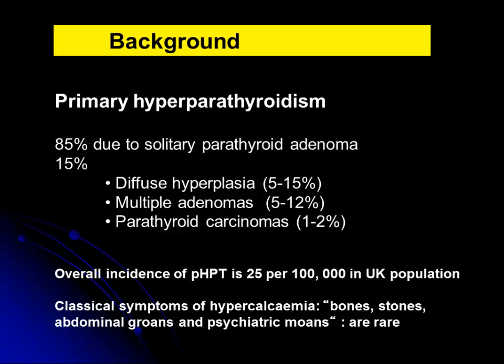Looking at primary hyperparathyroidism, which is the normal indication for the scan, we are looking for whether there is a solitary parathyroid adenoma, which accounts for 85%. The others, about 15%, include diffuse and multiple adenomas and parathyroid carcinomas, which are about 1 to 2%. Overall incidence is about 25 per 100,000 in the UK population, and the classical symptomatic features were bones, stones and abdominal groans. This was historical, but now because of examination and biochemical findings, these are rare.